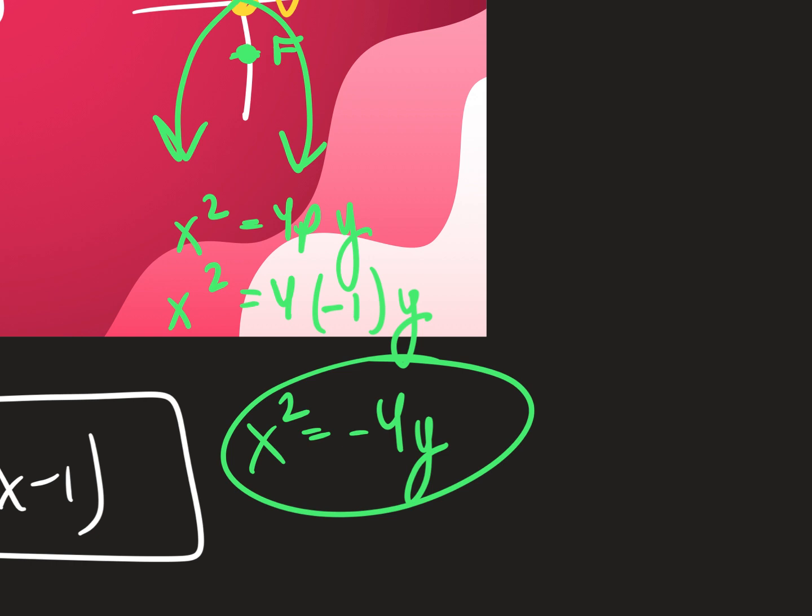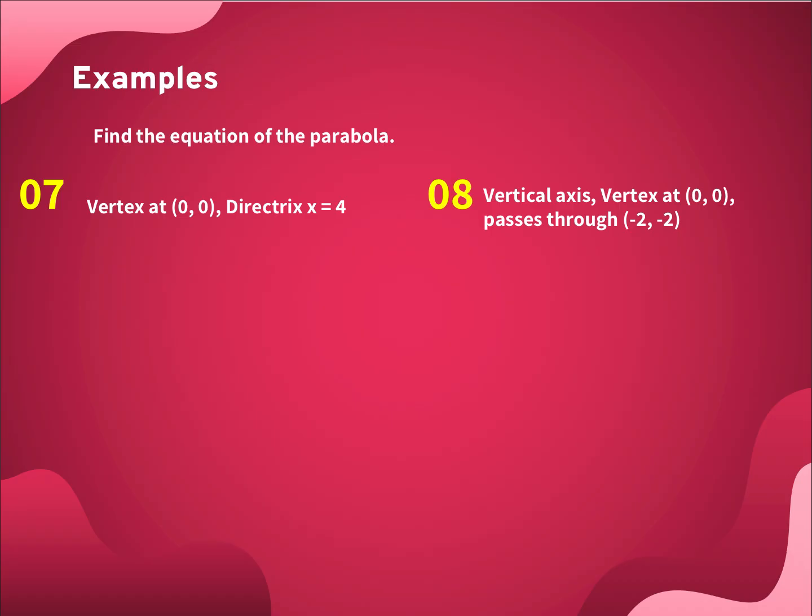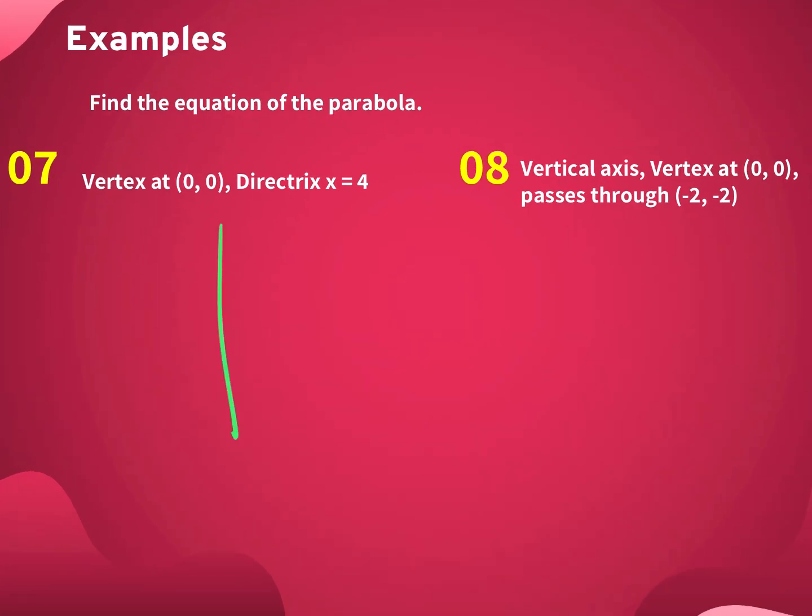4 more. All right, where are we at? Same thing. Where's my vertex? (0, 0). What information did they give me? The directrix is at x equals 4. What kind of a line is that? Vertical, right here at 4.